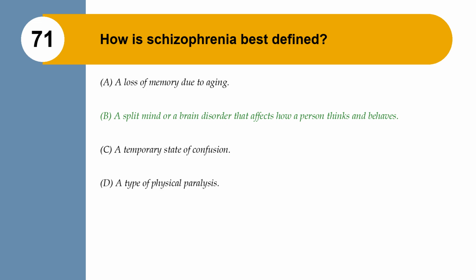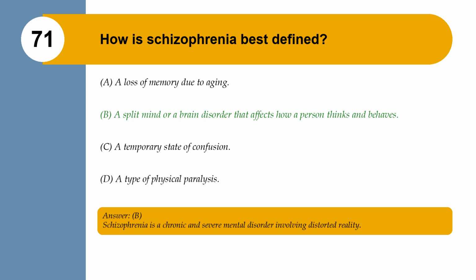The correct answer is option B. A split mind or a brain disorder that affects how a person thinks and behaves. Explanation: Schizophrenia is a chronic and severe mental disorder involving distorted reality.